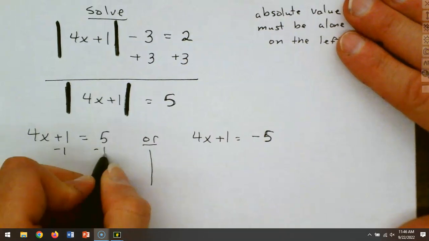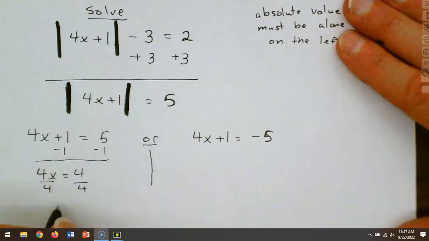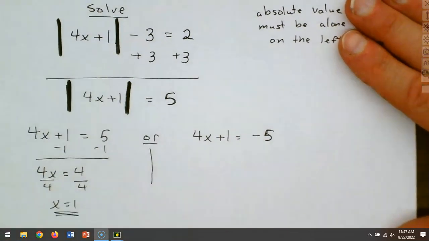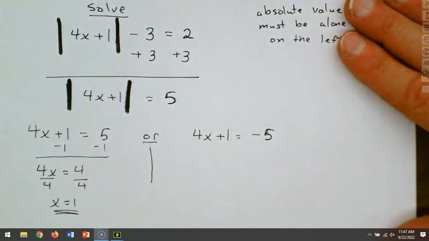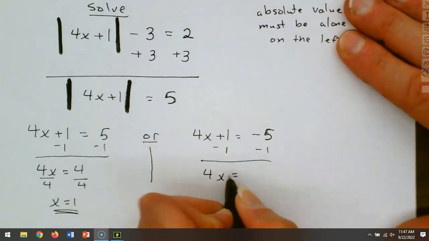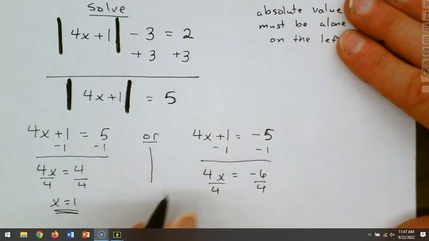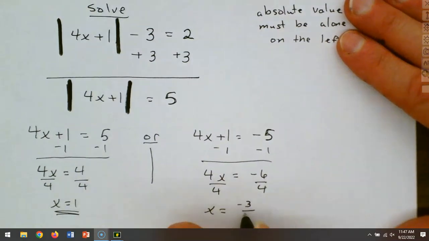And we just work these out. So move that 1 over. 4x equals 4. Divide by your 4. And x equals 1. Repeating the process on the other side. 4x equals negative 6. Divide by your 4. And reduce it down. x equals now minus 3 halves.